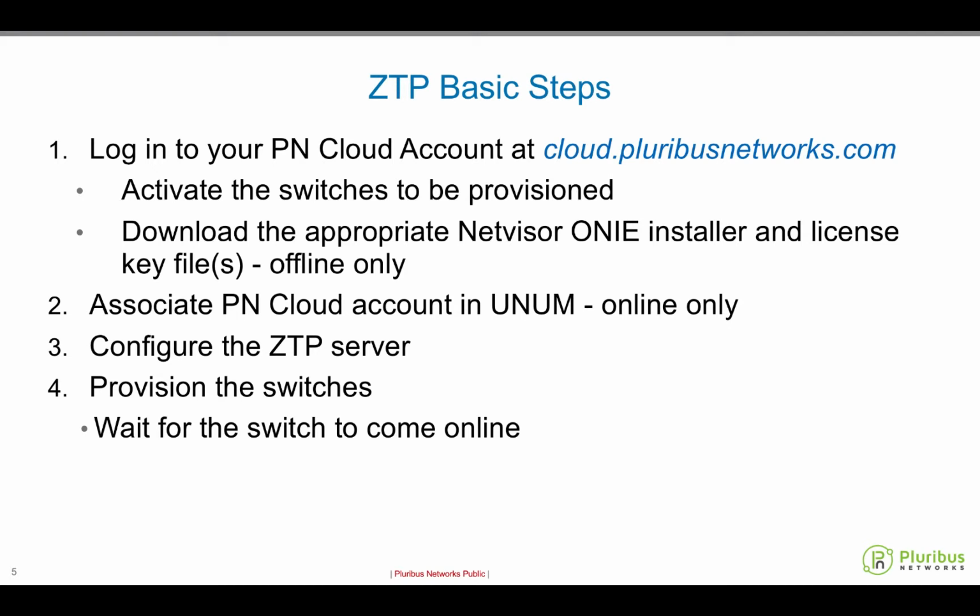Second, we need to associate our PN Cloud account with our UNUM instance. This step is necessary if you want UNUM to handle the installer file downloads. If you're performing offline switch provisioning because your UNUM instance doesn't have internet access, this step isn't necessary. Third, we'll be setting up our ZTP server, and fourth, we'll be provisioning our switches with NVOS.